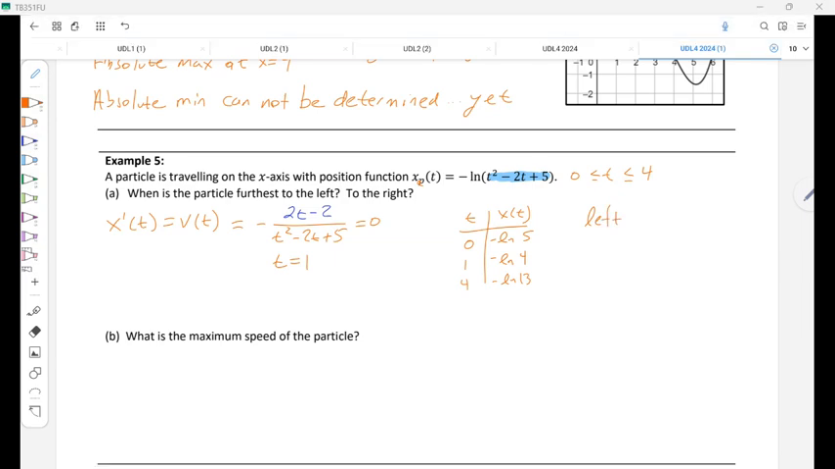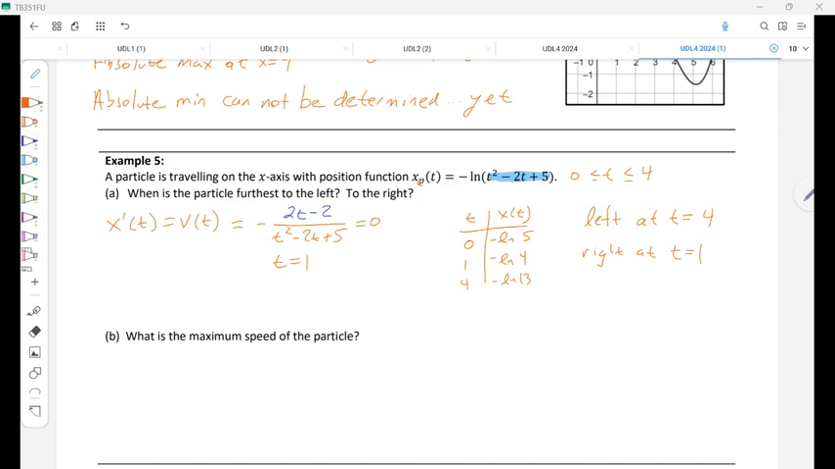What it says, when is the particle at t equals 4? Always watch to make sure what the problem's asking, right? If you say the answer is negative ln 13, you're wrong because it says when is the particle. And then to the right, what's the largest value there? Negative ln 4. And that happens at t equals 1.